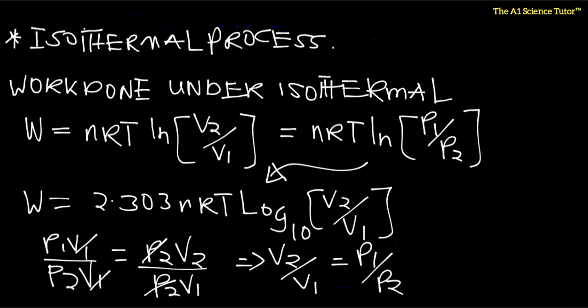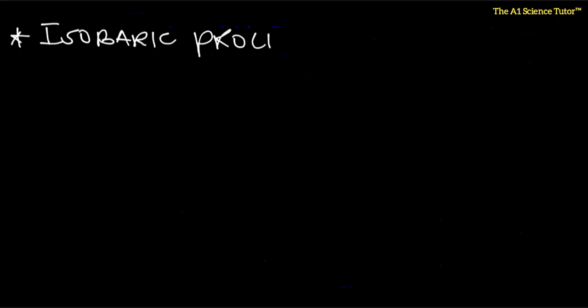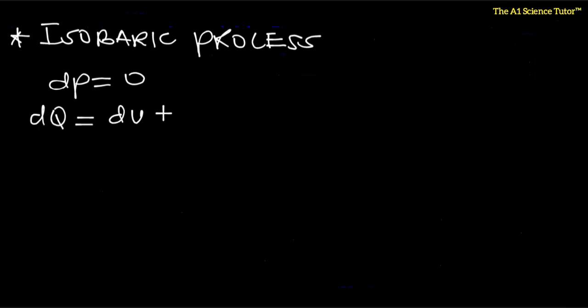Now let us move on to the next one, which is going to be an isobaric process. What is an isobaric process? This is basically a process that takes place under constant pressure, which means that dP is equal to 0. Now, is there going to be any change in the first law equation? The first law equation has dQ, and this is equal to dU plus dW.